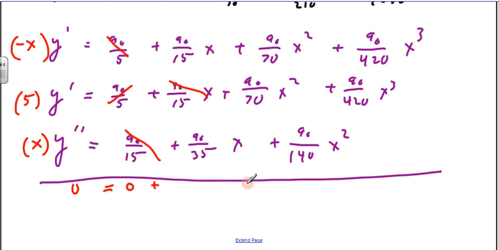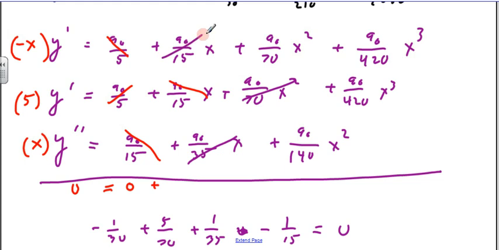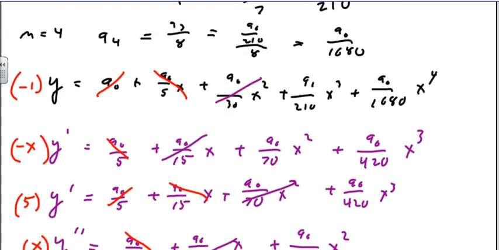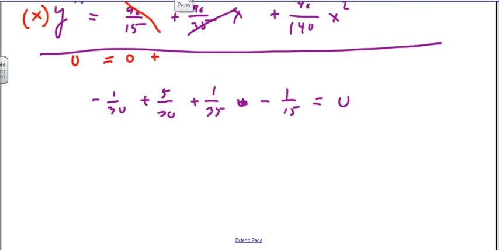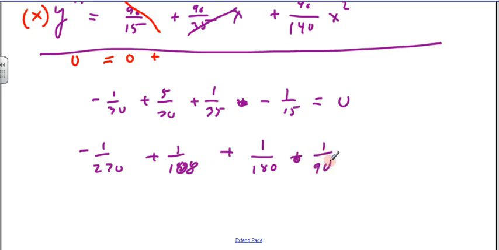I look at the next guy, and I have minus 1/30 plus 5 over 70 plus 1 over 35 plus minus 1 over 15. Put it in my calculator, I get 0. Boom, boom, boom, boom. And I look at the last guy in the line, and I have minus 1 over 270 plus 1 over 180, 108, plus 1 over 180, maybe, plus minus 1 over 90. And I get 0 for him too. This is probably a 40.